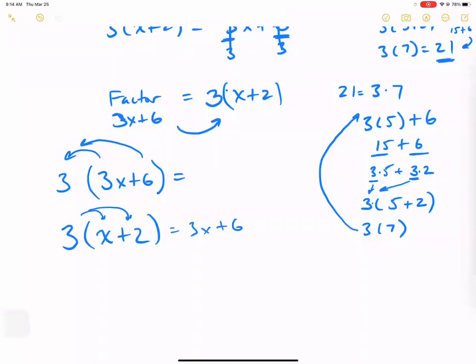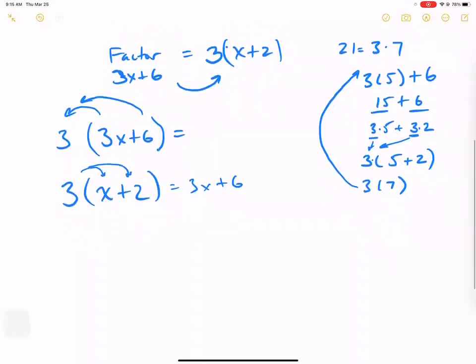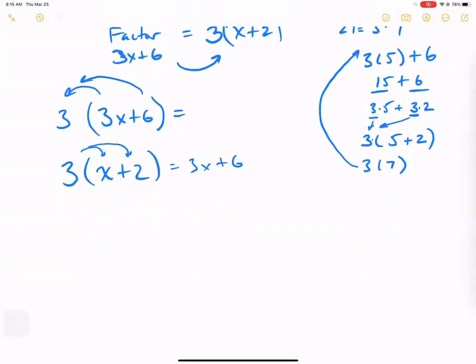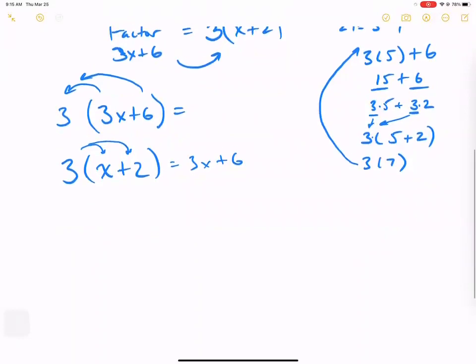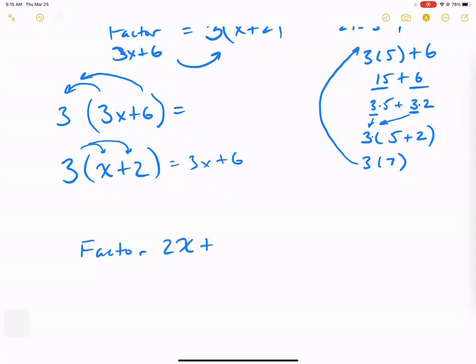All right, let's do another example here to kind of bring everything together. I have gone through a lot of things right now in like 3 minutes. So here, factor 2x plus 10. Okay, factor 2x plus 10.